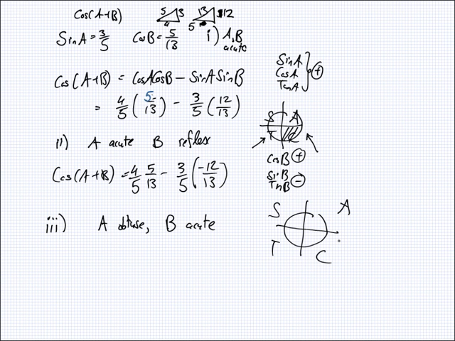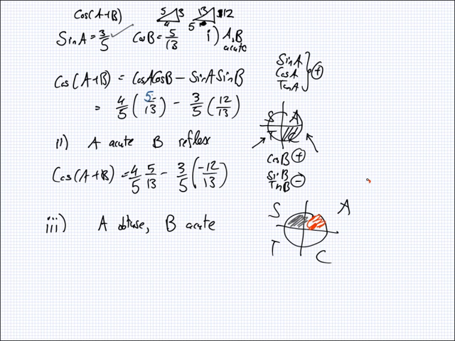Let's think about which quadrant A is in. If A is obtuse, it must be in the second quadrant, isn't it? And in the second quadrant, sine is positive, which it is. So this is where A is. Now where is B? B is acute, so it has to be here.